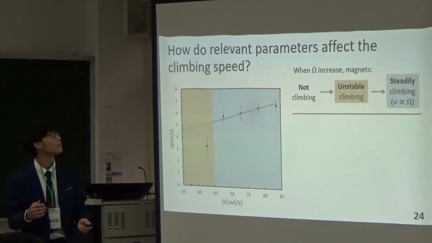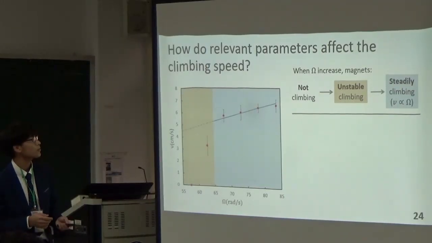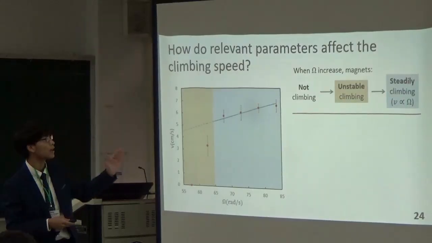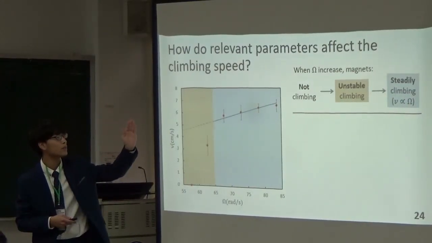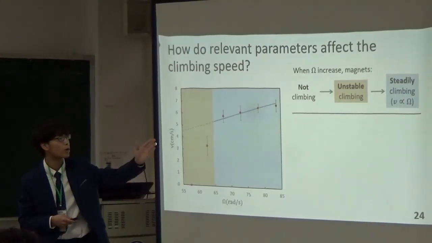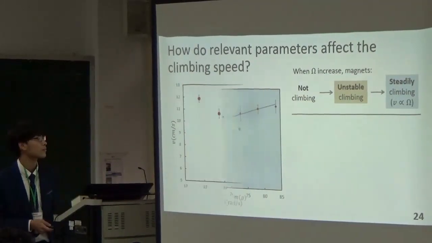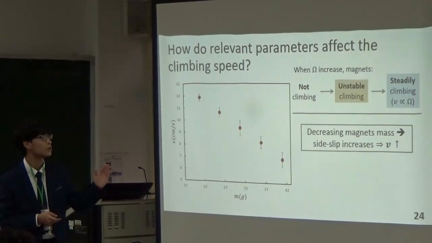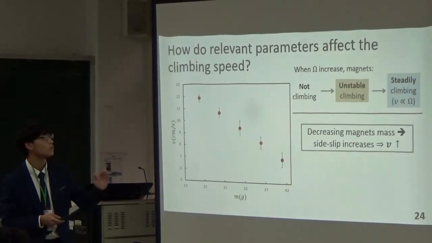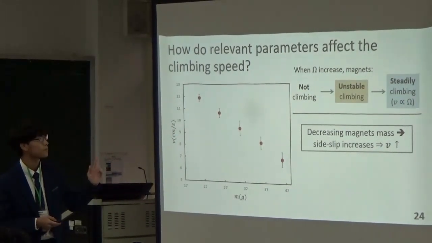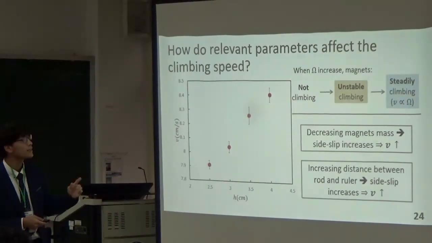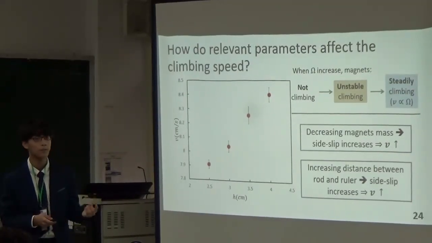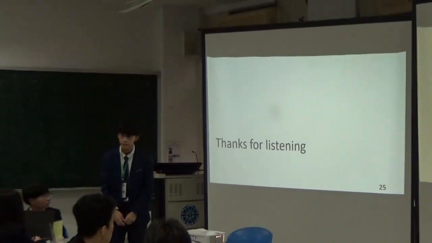And how do relevant parameters affect the climbing speed? We can find in this chart that it goes from an unstable climbing to a steady climbing, in which the velocity is proportional to the angular velocity. Decreasing the mass will cause the side slip to increase, meaning the velocity will go up. And increasing the distance between rod and ruler will cause the side slip to increase, so the velocity will also go up. Thank you for listening.